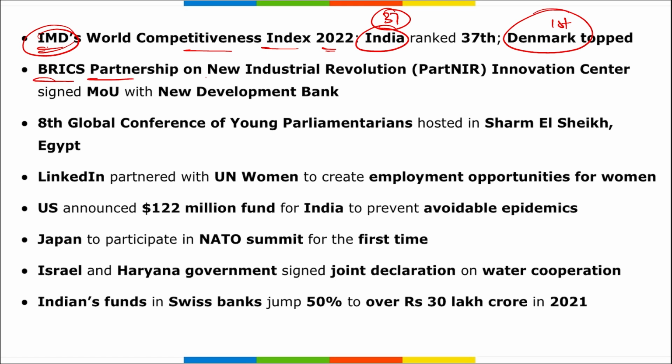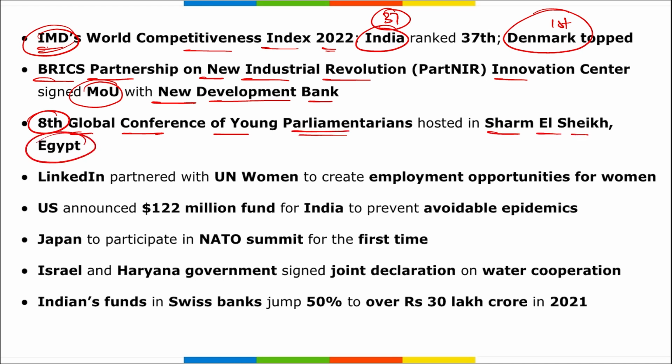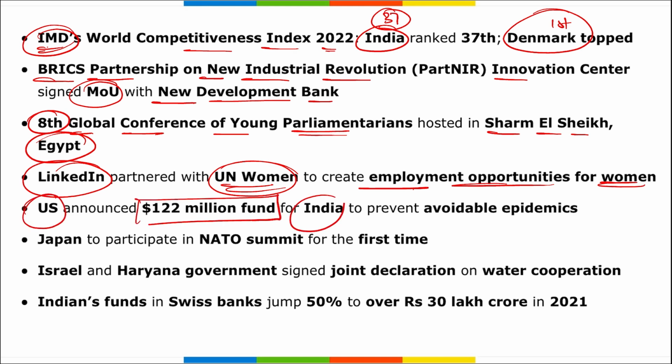BRICS Partnership on New Industrial Revolution Innovation Center signed an MOU with the New Development Bank. The 8th edition of the Global Conference of Young Parliamentarians was held in Sharm el-Sheikh, Egypt. LinkedIn has partnered with UN Women to create employment opportunities for women. US announced a $122 million fund for India to prevent avoidable epidemics. Japan to participate in the NATO summit for the first time.